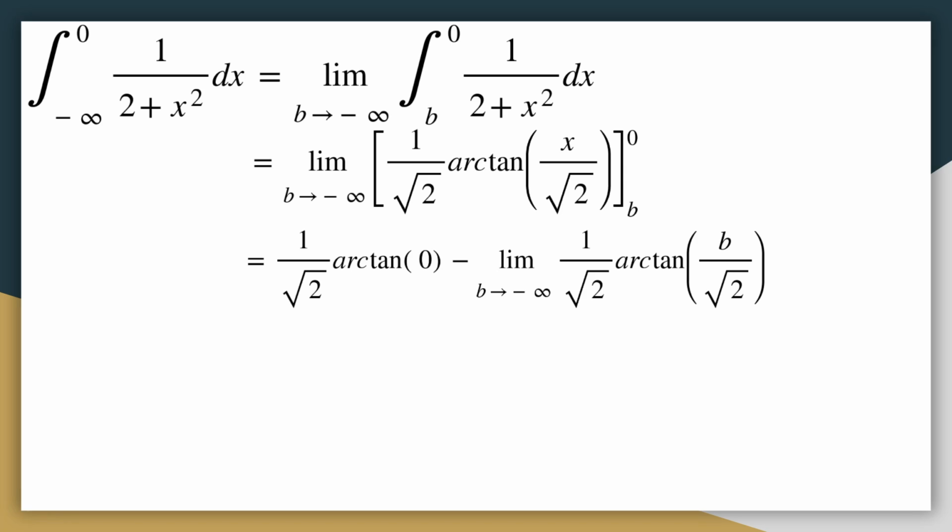So plugging this value into the equation and solving for arctan of 0, which equals 0, we get 0 minus 1 over the square root of 2 times negative pi over 2. This simplifies to pi over 2 times the square root of 2.